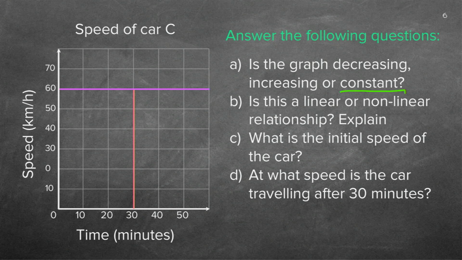And what is the initial speed of the car? I hope you're going to get that. The initial speed of the car is 60 kilometers per hour. And at what speed is the car traveling after 30 minutes? It's also traveling at 60 kilometers an hour.